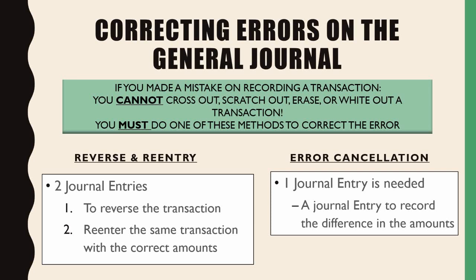Now, the second one is going to be the error cancellation. The error cancellation only requires one journal entry, and what you're going to do is look at the mistake that you made in the journal entry, and find the difference and journalize the difference in its correct journal entry.